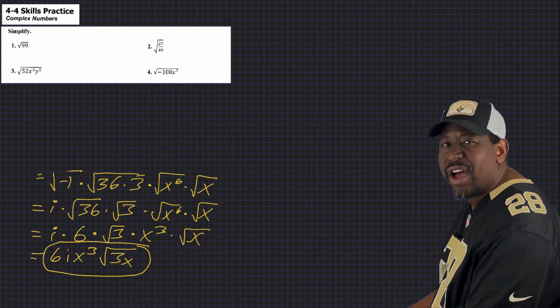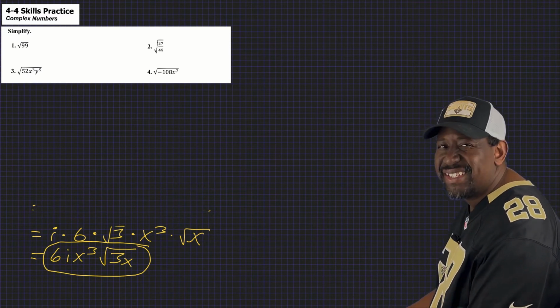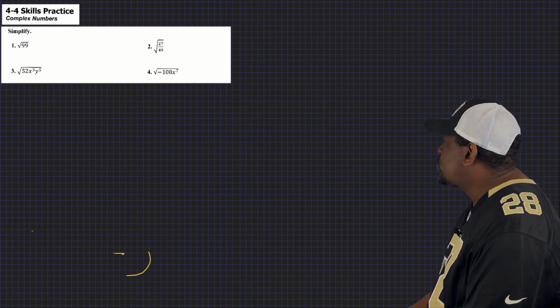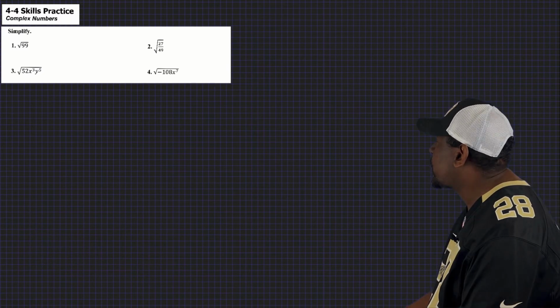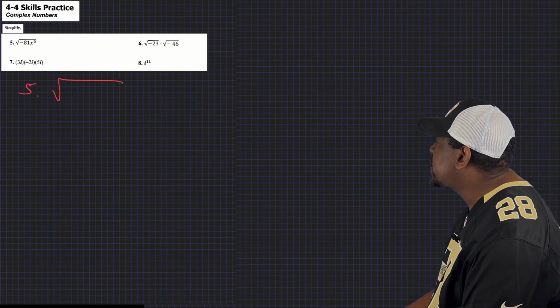So it seems a little complex, but the more you simplify complex numbers, the easier it'll become. So now we will go to a new set of problems here. We'll do number 5. So we will simplify the square root of -81x to the 6th power.